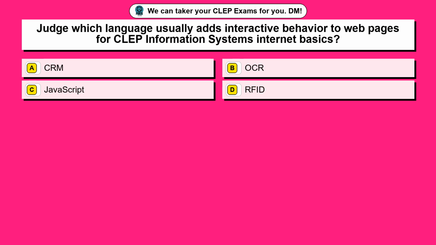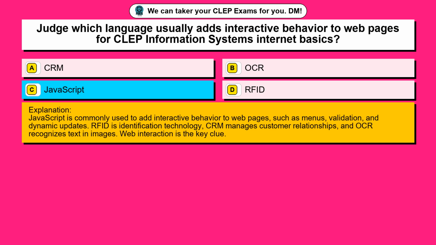Question 36. Judge which language usually adds interactive behavior to web pages for CLEP Information Systems Internet Basics. Option A, CRM. Option B, OCR. Option C, JavaScript. Option D, RFID. The correct answer is option C, JavaScript. JavaScript is commonly used to add interactive behavior to web pages, such as menus, validation, and dynamic updates. RFID is identification technology, CRM manages customer relationships, and OCR recognizes text and images. Web interaction is the key clue.